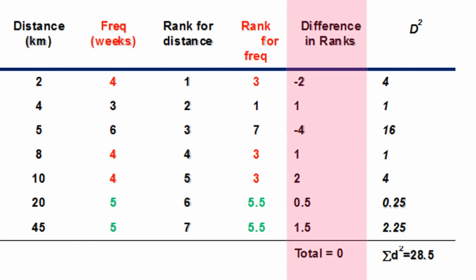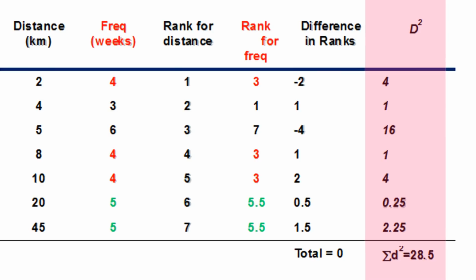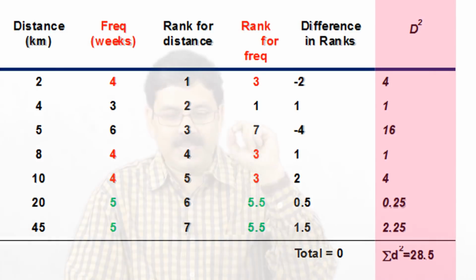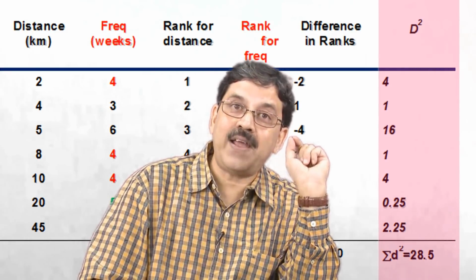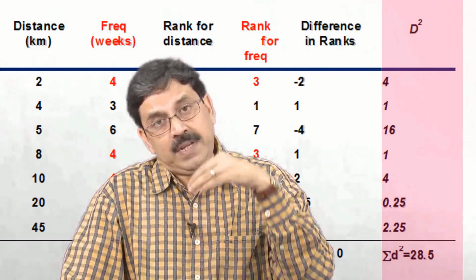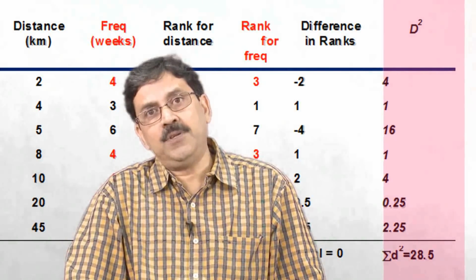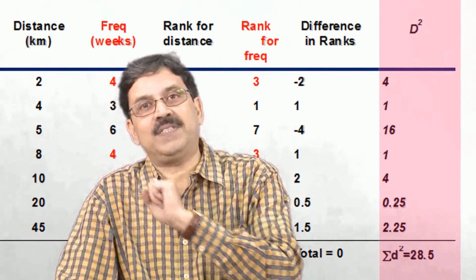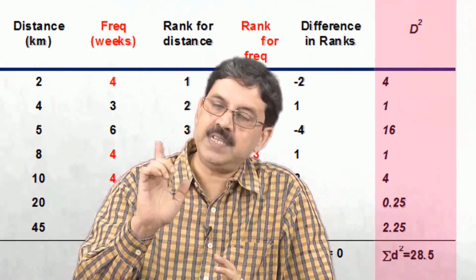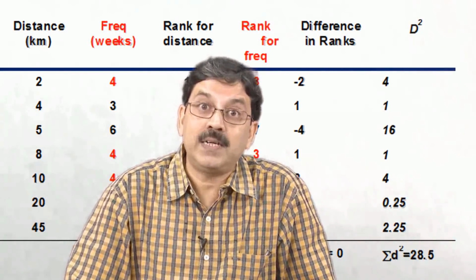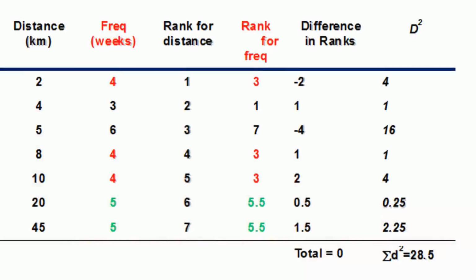Now, in the third column, you see what I have done. I have ranked the distance in ascending order. Say, for example, if the lowest distance is 2, I rank it 1. The second lowest distance is 4, I rank it 2. Now, in the subsequent column, you find I have ranked the frequencies. The lowest frequency is 3 and I have ranked it as 1.